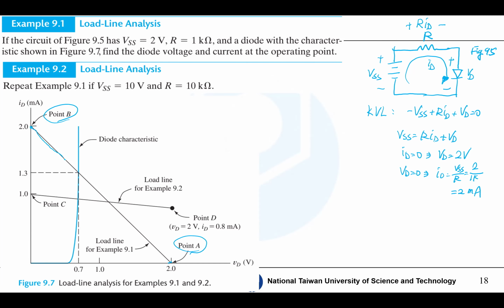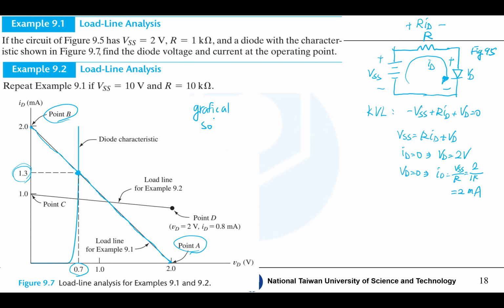So we can draw the load line, and at the intersection, if it's in the exam, the figure's scale will be more accurate, you can find roughly that VD is 0.7 and ID is 1.3. Okay, so graphically we solved it. This is a graphical solution.